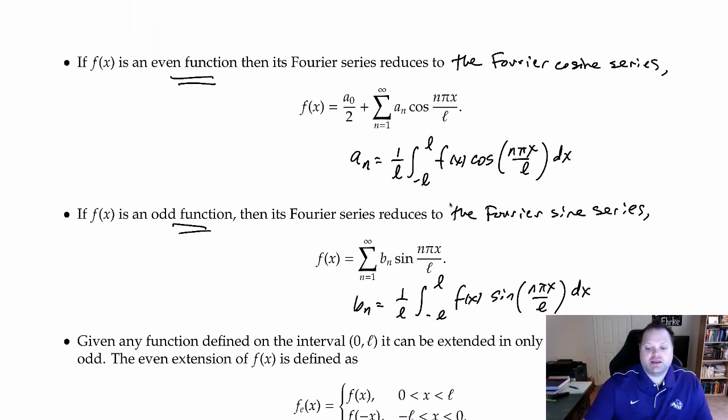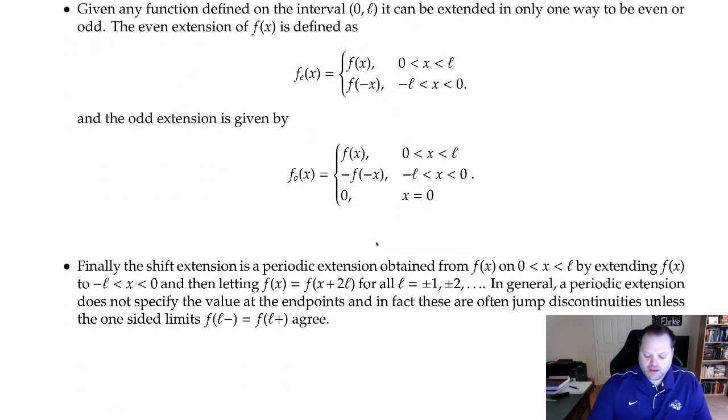And finally, if you have the shift extension, then you're always going to end up with a full Fourier series. The periodic extension does not specify the endpoints. So notice I'm not including L or minus L in these extensions. You don't have to specify the endpoints. But we usually will be very wary of when there are discontinuities at the endpoints because of convergence. That's something that's coming up later.